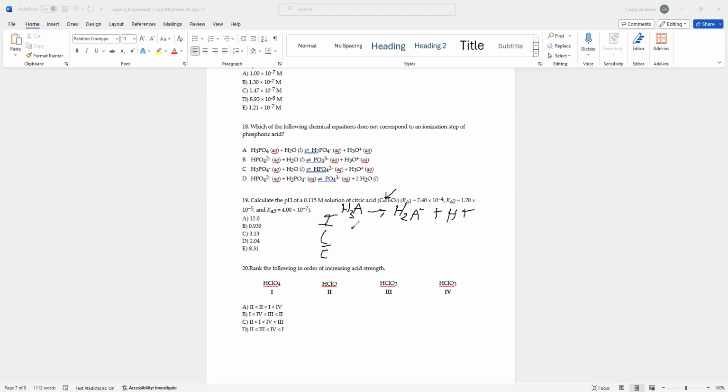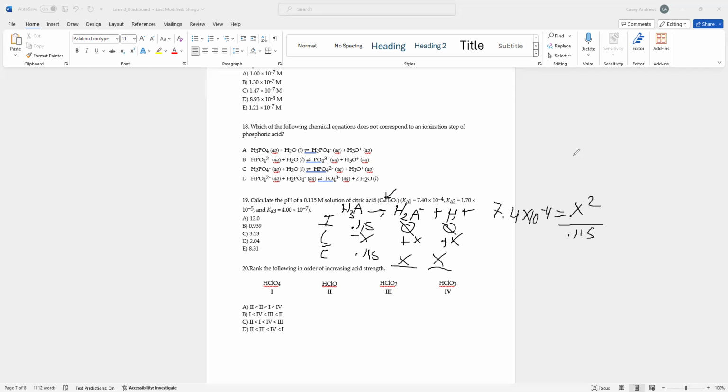So our acid breaks down. We have no conjugate base, no H3O plus, minus X, plus X, plus X. The X is small approximation is valid. So 0.115 minus X, X, X. So Ka, which is 7.4 times 10 to the minus 4, is equal to X squared divided by 0.115. I'm getting the X squared because it's my products divided by my reactants.